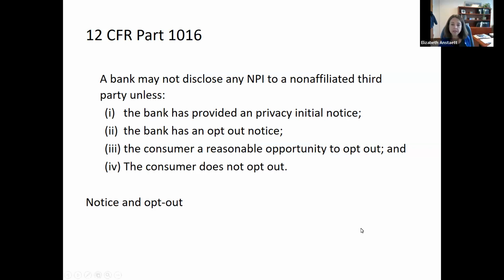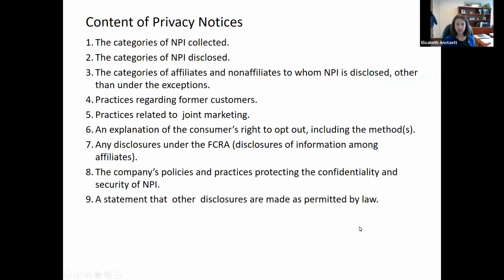Now, the notice is set out in the statute, and it tells the bank that they must explain to the individual the categories of NPI collected, the categories of NPI disclosed, the categories of affiliates and non-affiliates to whom this information is disclosed, other than under the exceptions, that's very important, practices regarding former customers, practices regarding joint marketing, and an explanation of the consumer's right to opt out, including the methods.